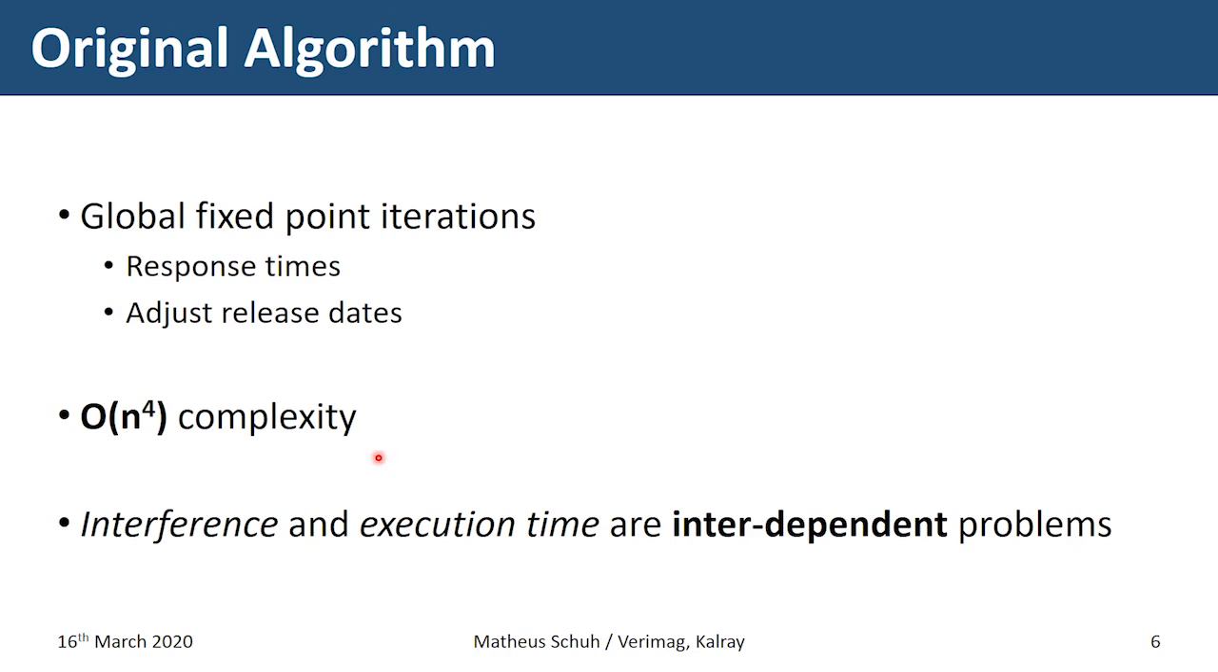This global approach led to a high complexity of O to the 4, and the fixed point is hard to reach in this algorithm because the interference and execution time are interdependent problems. Changing the execution time and the release dates may end up changing the interference between the tasks, and so on and so forth.